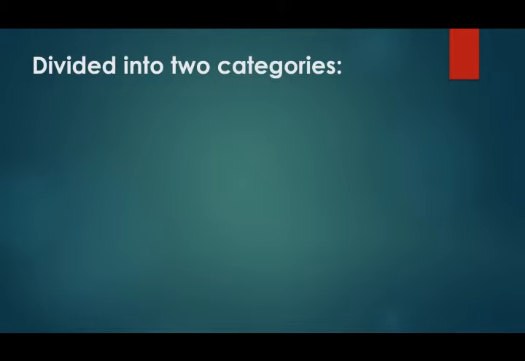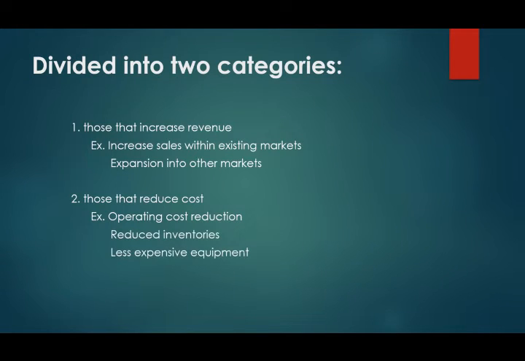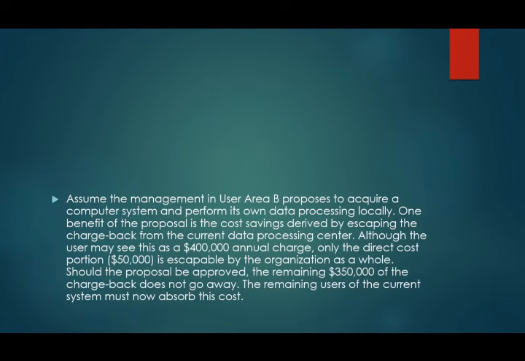Tangible benefits are divided into two categories. First, those that increase revenue. Examples: increased sales within existing markets and expansion into other markets. Second, those that reduce cost. Examples: operating cost reduction, reduced inventories, less expensive equipment, and reduced equipment maintenance. A revenue-increasing benefit is the estimated increase in sales due to better customer service.